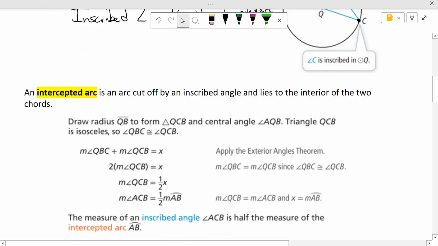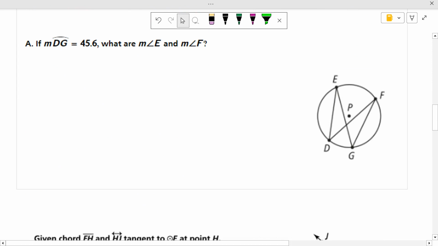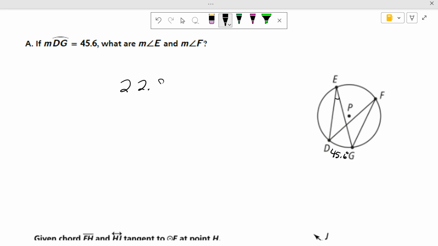Here we go. All right. So, arc DG is 45.6 degrees. How big is angle E? Well, what do you do to this arc? Do you multiply by 2 or divide by 2 to find the angle? Divide by 2. 45.6 divided by 2 is 22.8 degrees. That's what angle E is.